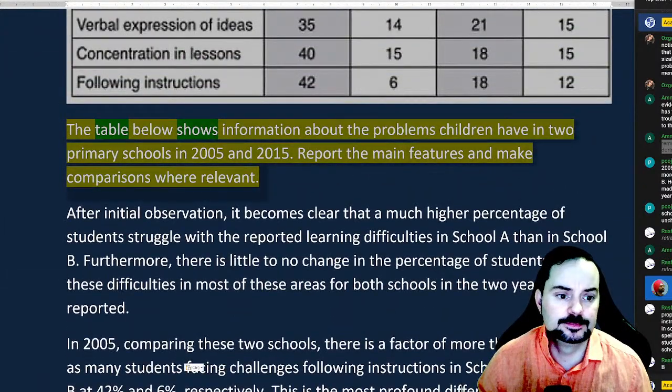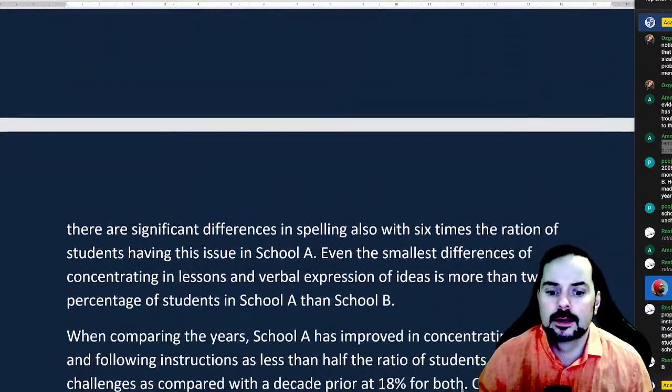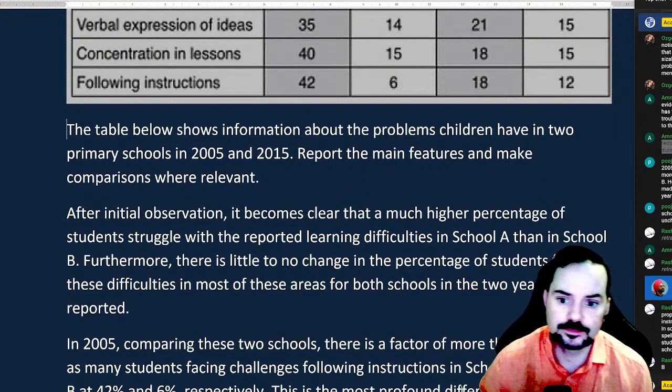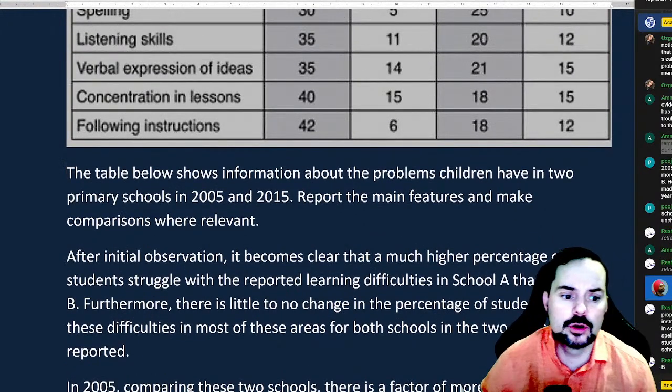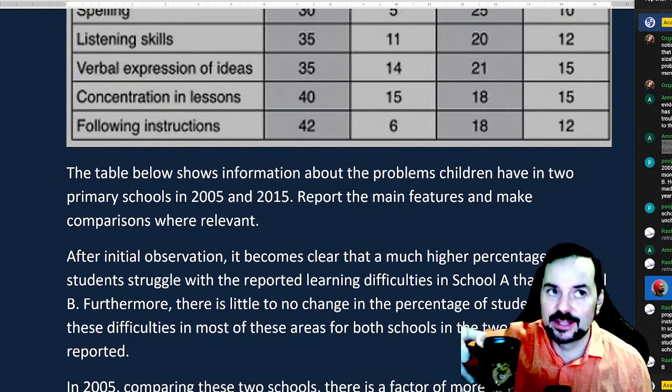All right. A lot of information in this table, a lot to compare. So here we go, students. Just follow with me. Listen to my raspy voice as I read this.